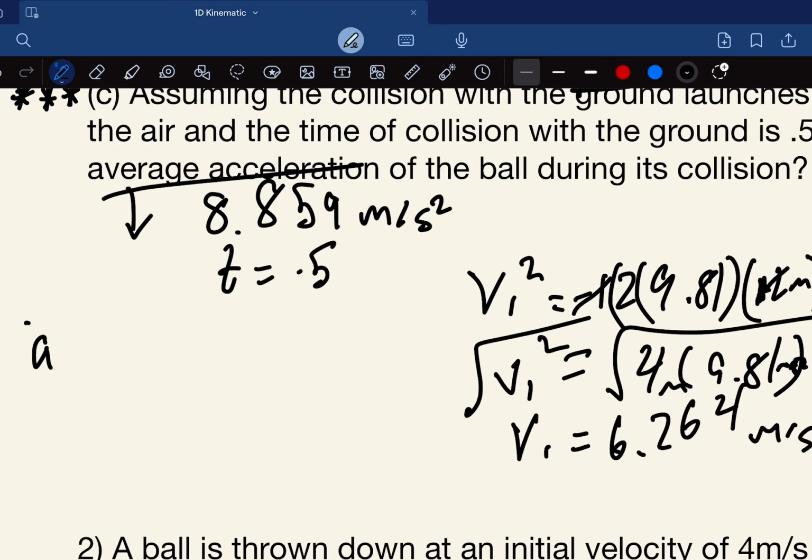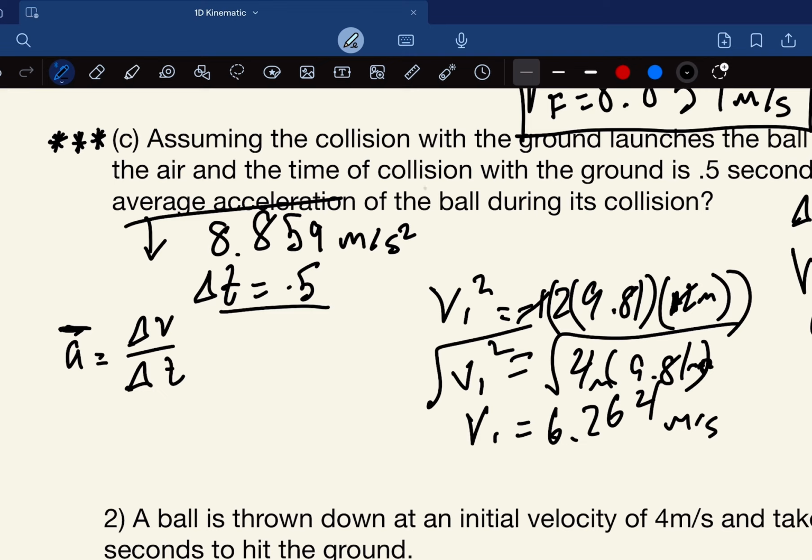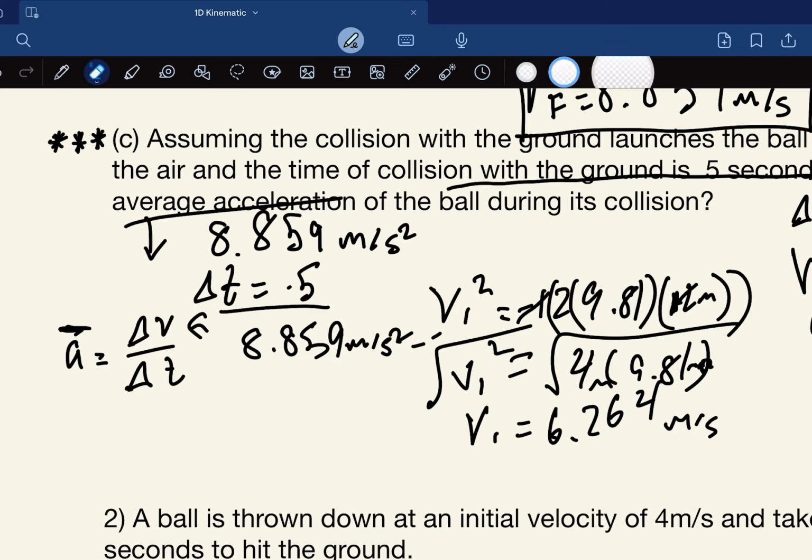But we are looking for the average acceleration, so we have to use a different equation for this part: A average equals delta V over delta T. We are given delta T is 0.5 seconds, since that is how long it takes for the ball to collide with the ground. And our delta V is 8.859 minus negative. Here, I'll clear some of this stuff out of the way and do this in a different area.